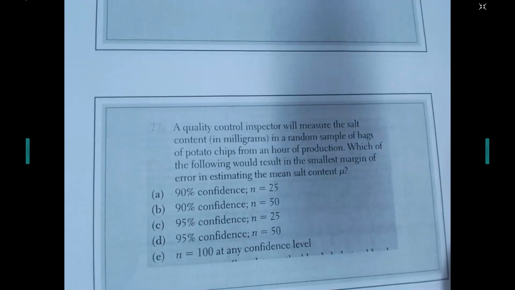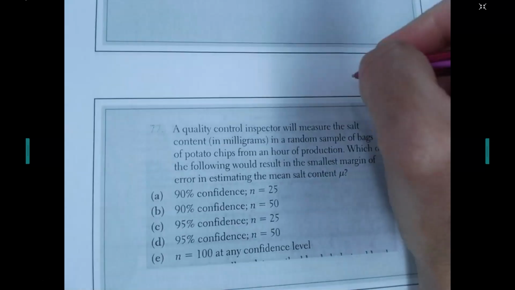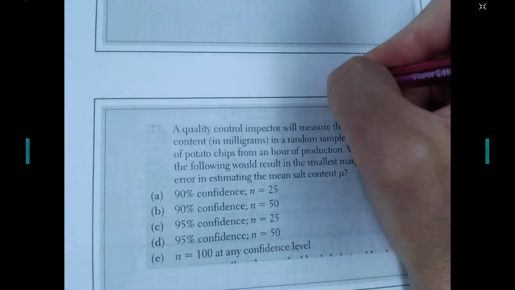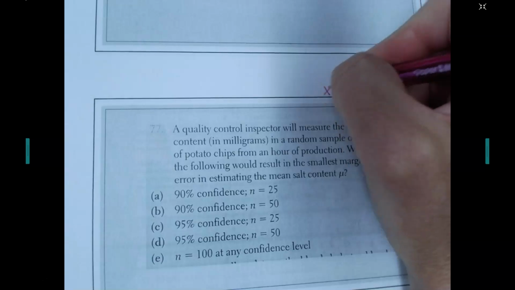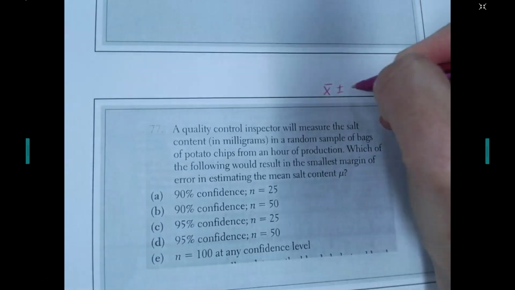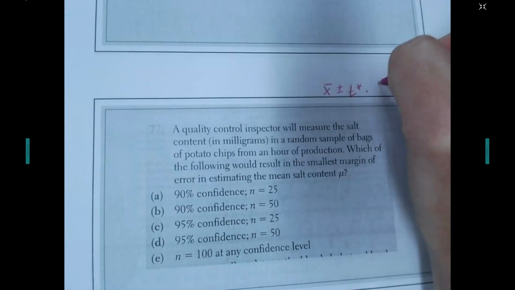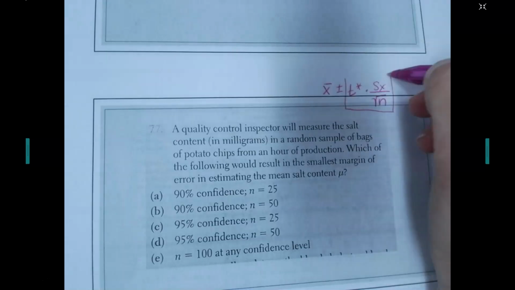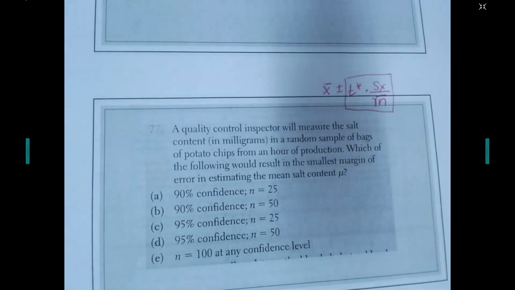Okay, well first let's talk about what goes into the margin of error. So we know that our confidence interval is your statistic. We're dealing with means here, so it's x bar, plus or minus our critical value. Since it's x bar, I'm using t, times the standard error of the mean, which is what it is for the mean, right? And the margin of error we know is everything after the plus or minus. So what can affect it?